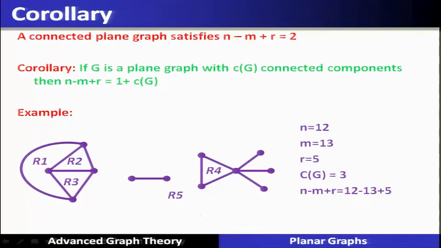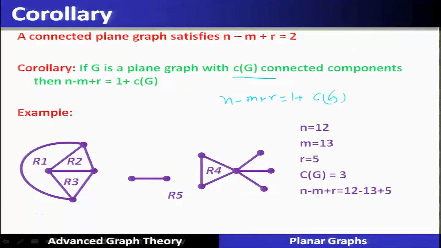Now, there is a corollary which says that if G is a plane graph and c of G is the number of connected components, then this formula can also be generalized for disconnected graphs, that is n minus m plus r is equal to 1 plus the number of connected components in that particular graph G.